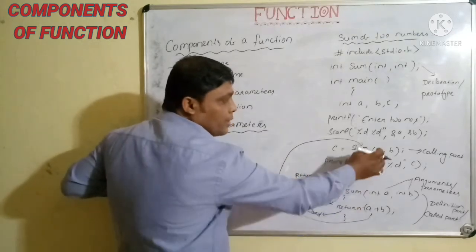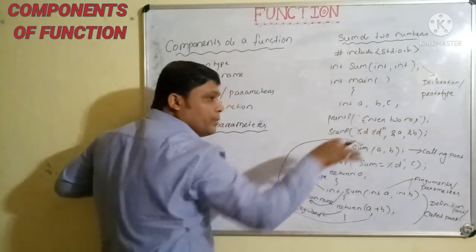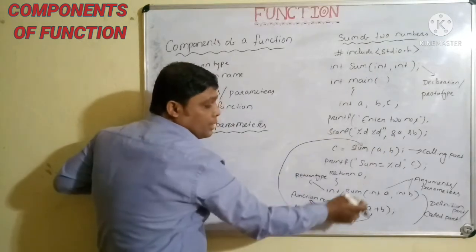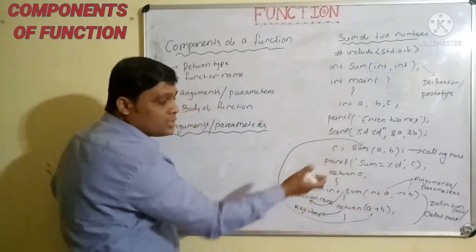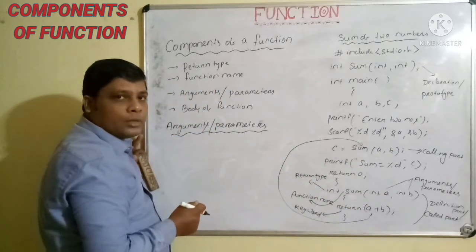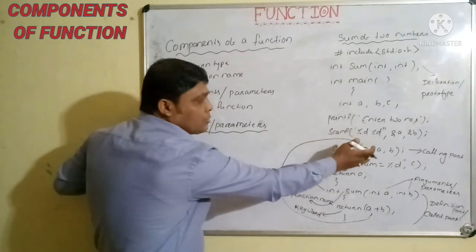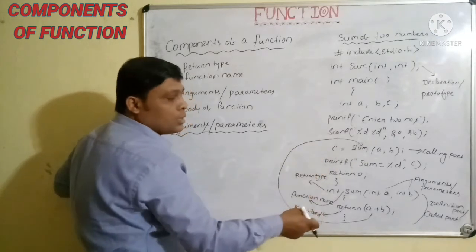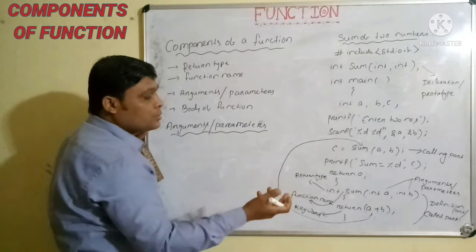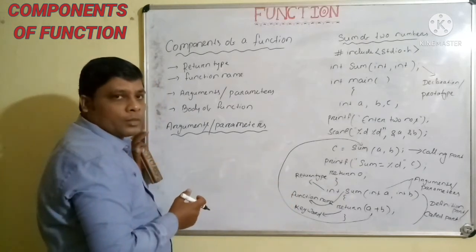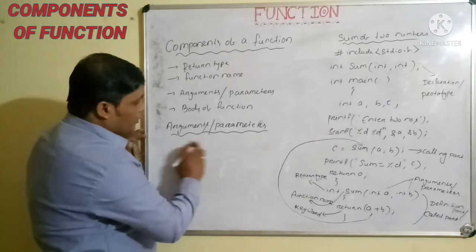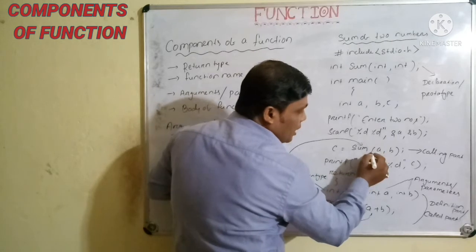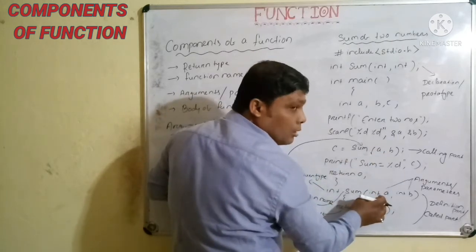Here in the sum function we are passing A and B. So A and B are the arguments or parameters, and according to these, the function performs some operations inside. Clear? So parameters or arguments are nothing but the values passed to a function on which the function performs some operations. Here we know this is the calling part and this is the definition part.